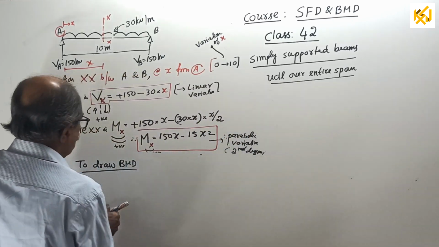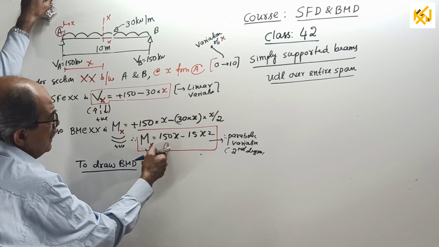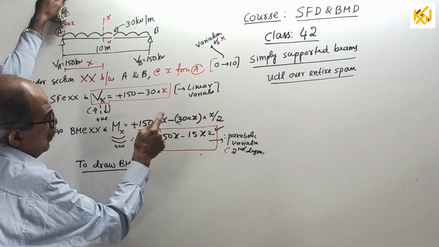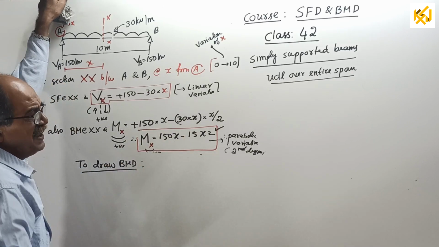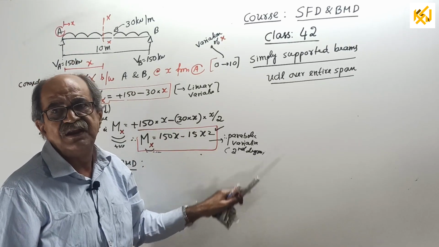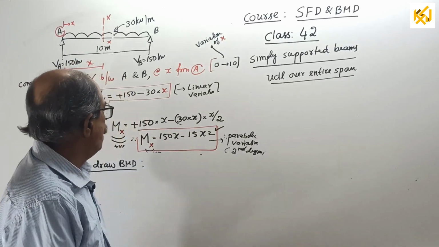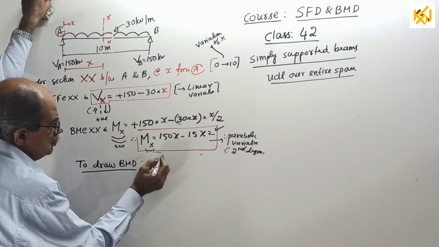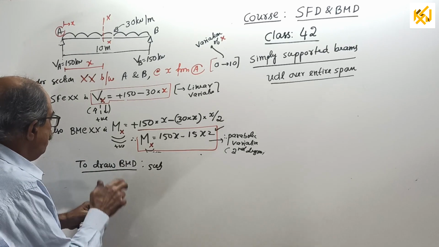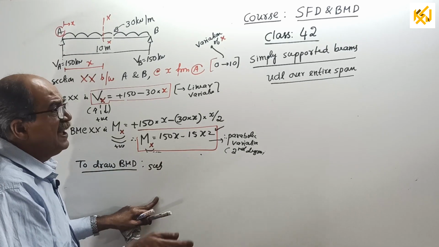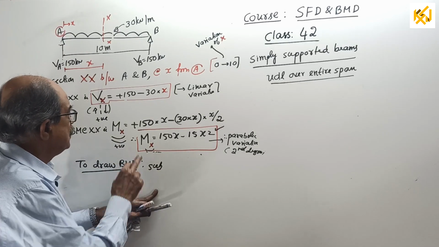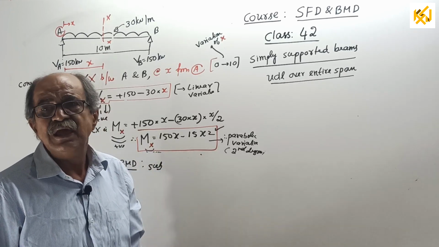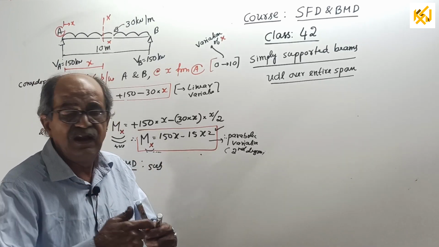Okay, start. To draw BMD, we already know the expression for BM. Mx equal to 150x minus 15x square, a parabolic variation, second degree. Now, what you have to do is substitute in the equation. We already obtained the expression for bending moment, Mx equal to 150x minus 15x square, where x is from A. To make it more clear, start.